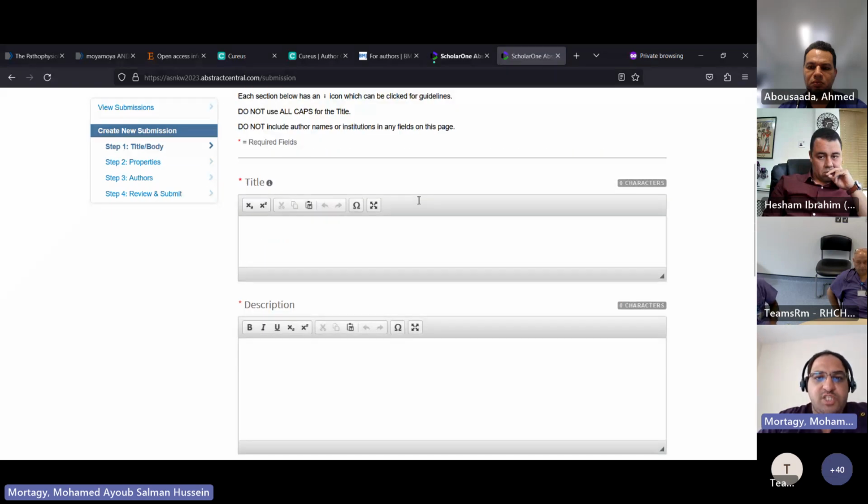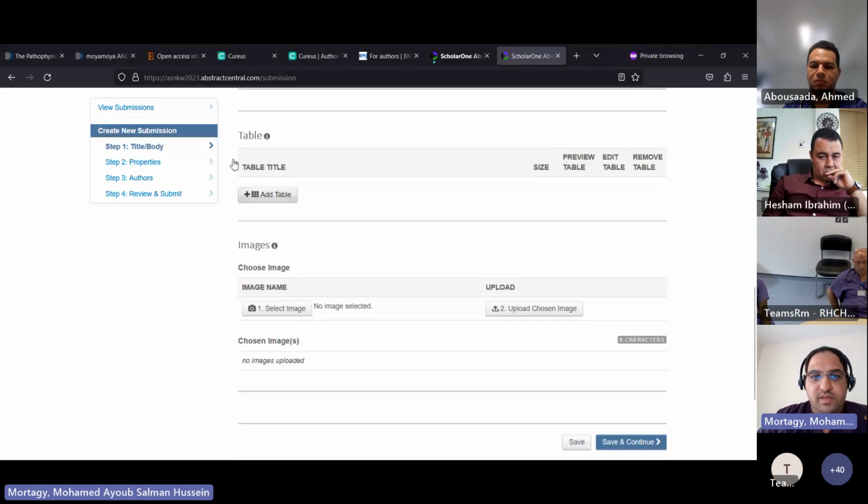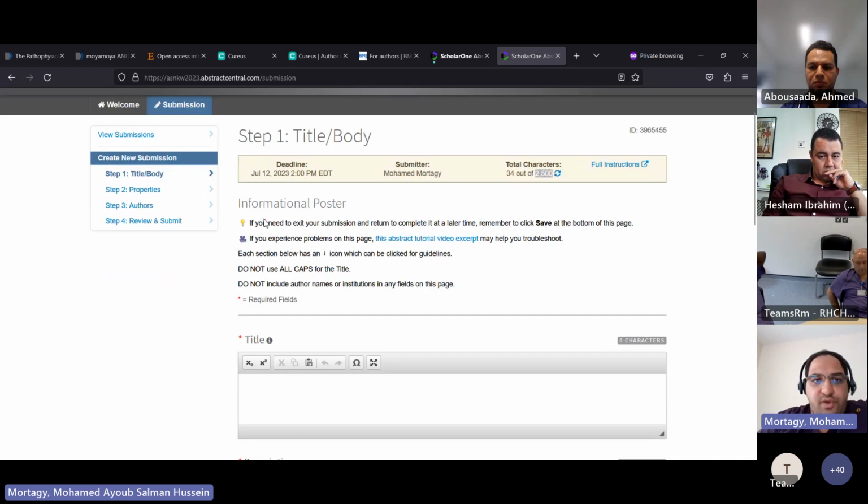That's it basically. You submit that abstract, and once you get accepted, you design the actual poster itself later on. So you write the title, you write the description, and if you have any table or images, you upload them, and that's it. In your description, you write the case presentation, the discussion, and the conclusion. It doesn't need a lot, just 300 words.